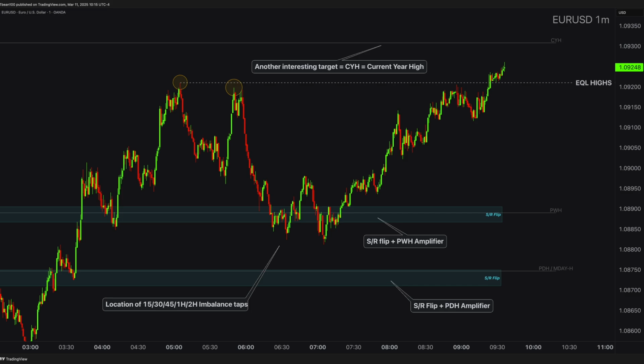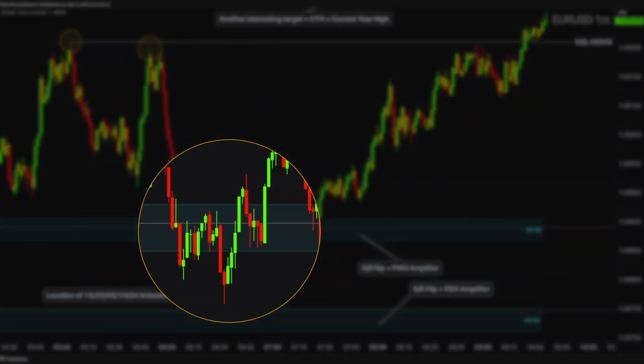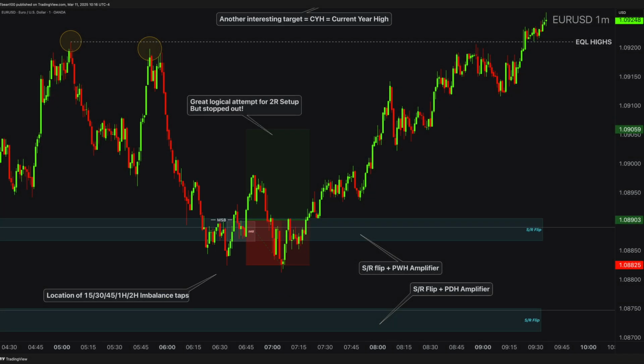Now the rest is about making entries. If you look closely here, you can notice an internal structure shift. In my opinion, this is a valid entry to take. There's nothing wrong with this trade, but at the end, this trade fails. Later on, there is another internal shift, but this time it works, giving you a valid 2-hour setup.